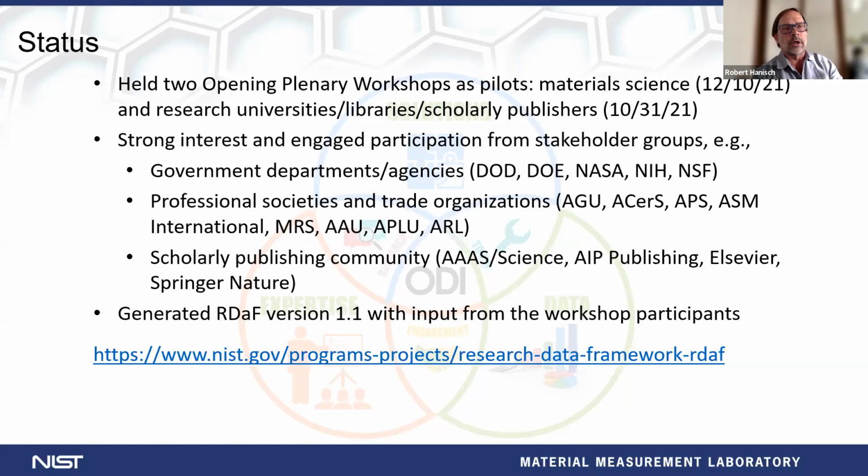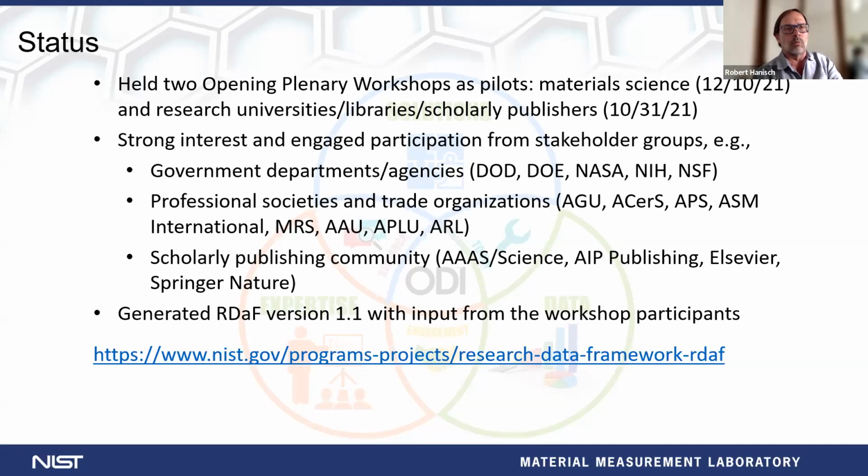So where are we at? We held 2 plenary workshops last fall. One, which we call a vertical, focusing on a particular research discipline, which is materials science. This was chosen because NIST actually has its own large portfolio in materials science, and so it's a field that we know very well. The other we call a horizontal, reaching across to research universities, their libraries, and scholarly publishers. And so we've seen very strong interest and engaged participation from our stakeholder groups, including government agencies, professional societies, and trade organizations, the scholarly publishing community.